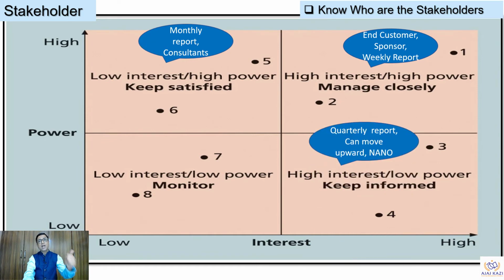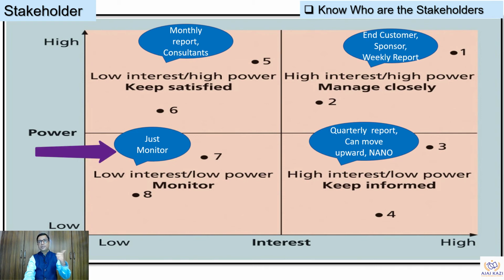The next one is high interest, low power. Any of these people can move to another quadrant during the course of the project. One example here is the Nano project. The farmers had high interest but low power, but the moment they got political power behind them, you know what happened. So it's very important to identify and bucket them and watch closely, because you cannot ignore even the low interest, low power stakeholders. You have to monitor them because they might go into another quadrant and then it will have an impact on the project.